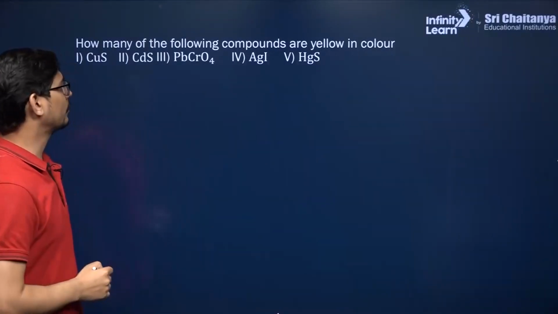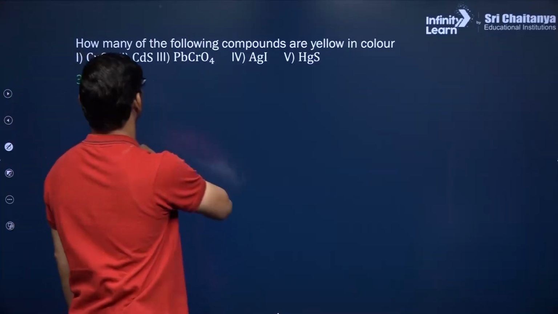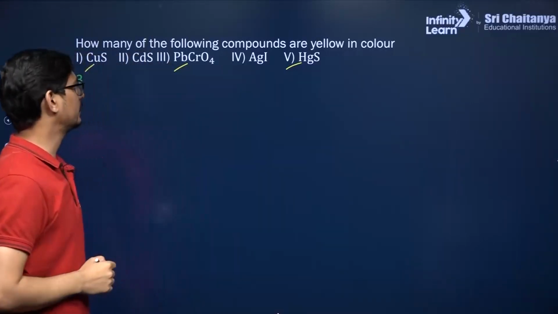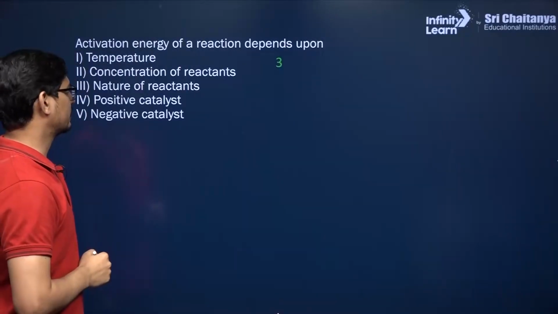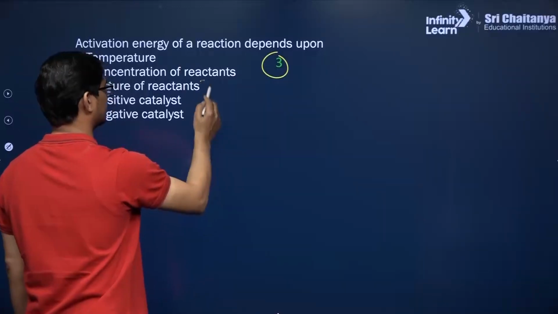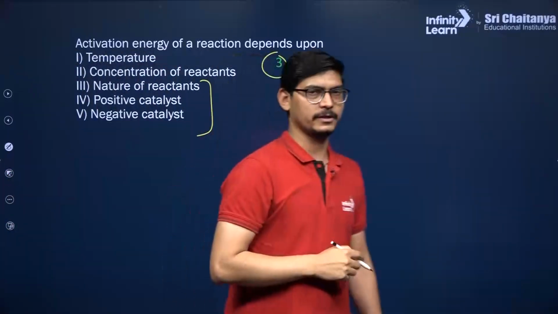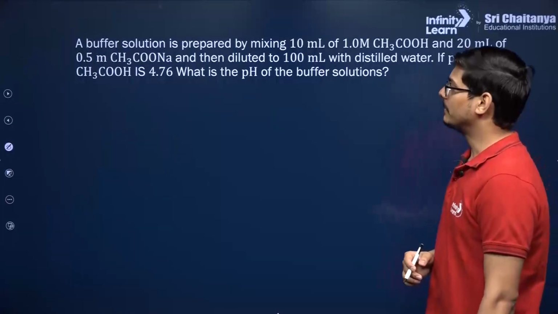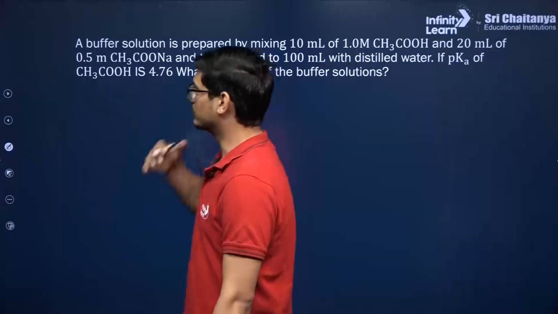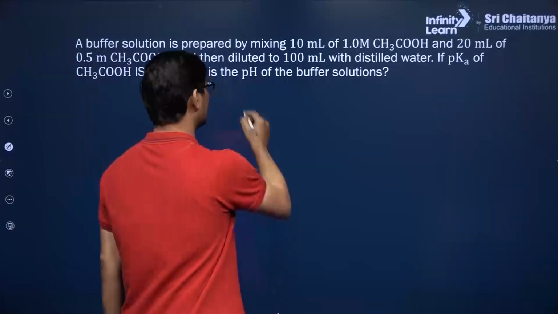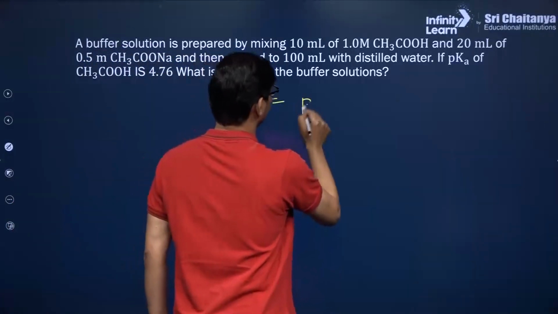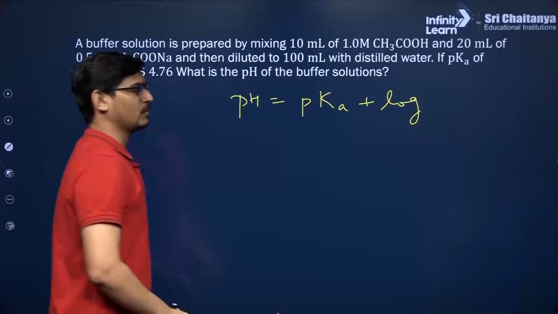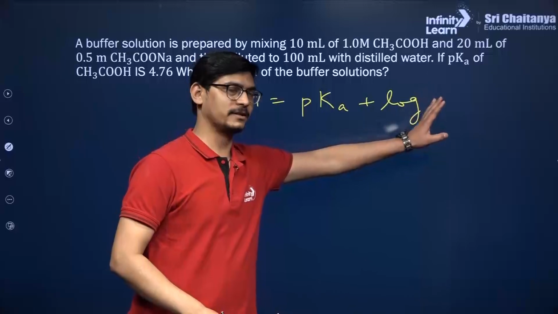How many of these following compounds are yellow in color? Cupric sulfide, then lead chromate we know, right? And then mercuric sulfide. So 3 compounds are yellow in color. Activation energy of a reaction depends upon 3 factors: the nature of reactants and the catalyst, right? It is independent of the temperature and the concentration of reactants. A buffer solution is made by mixing acid and its conjugate base. So it's acidic buffer solution. So pH is pKa plus log conjugate base by acid. Now because this is a ratio of concentration, you just can take number of moles.